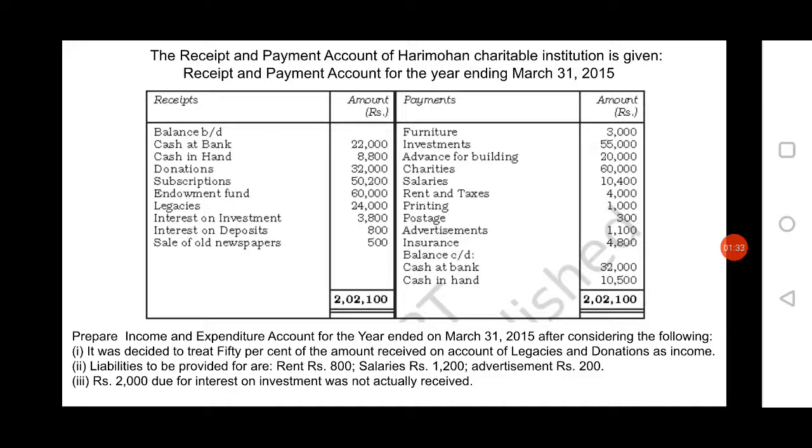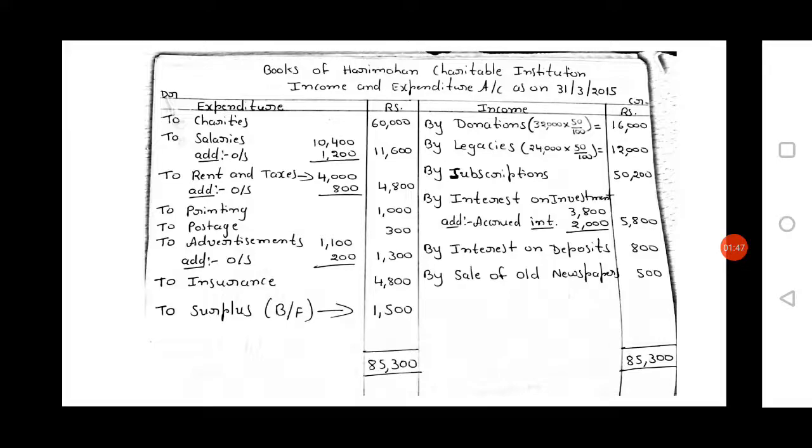The next item given is charities, rupees 60,000. Charities is revenue expenditure, that means recurring. Related adjustments are not given, therefore directly you have to write to charities 60,000 on the expenditure side.